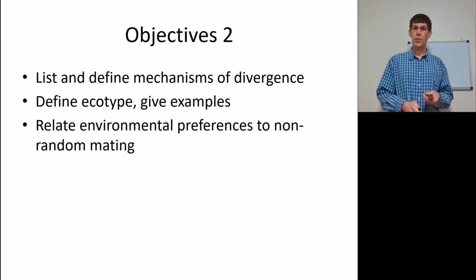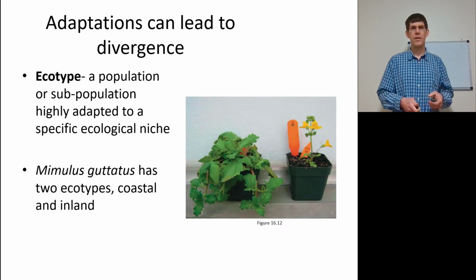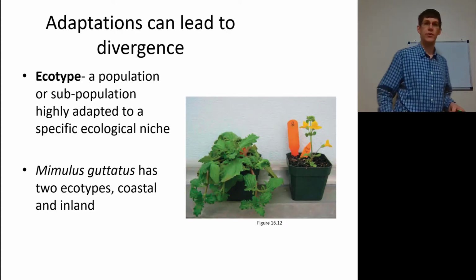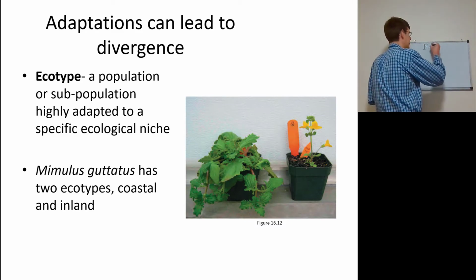Do note that there are more in your book, and there are more examples we're not covering here as well, so you can feel free to browse more. Define ecotype and give at least one example, and relate environmental preferences to non-random mating, back to a previous lecture there, and sexual selection indeed as well. So adaptations can lead to a divergence. This is one thing that can form what's called ecotypes.